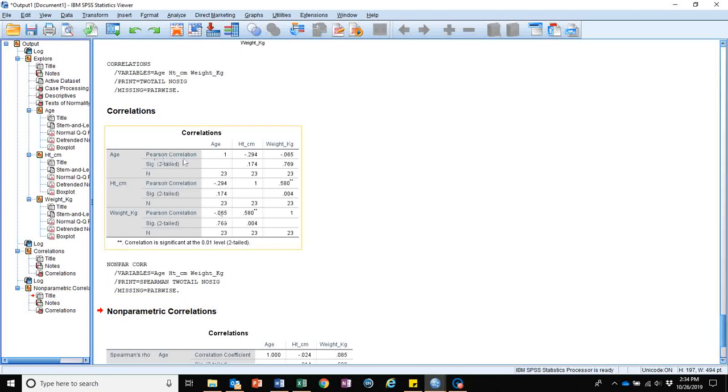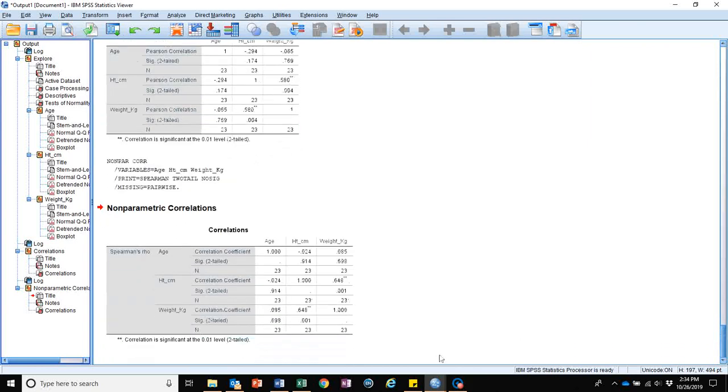It says Pearson correlation, which indicates that's the parametric, and the Spearman row is the non-parametric brethren of that. Since it was non-parametric data, we look at these two correlations. The correlation is on the top line. Age to age is always going to be 1, in this diagonal. Height to height is always 1. Weight to weight is always 1.